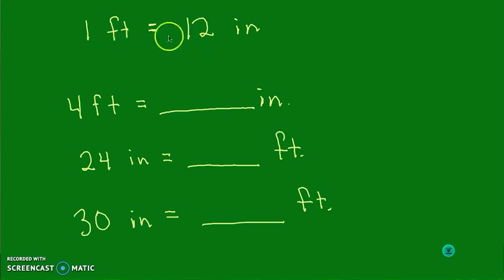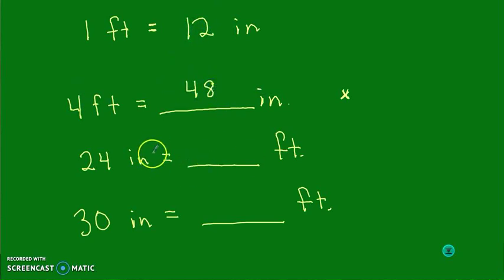So 1 foot is equal to 12 inches, but the number 1 is smaller than 12. So the number gets bigger. That means we're going to have to multiply. And in this case, we multiply by the biggest number. So if we're going from feet to inches, the number gets bigger, so we multiply. We multiply by 12, so we take 4 times 12, which is 48.